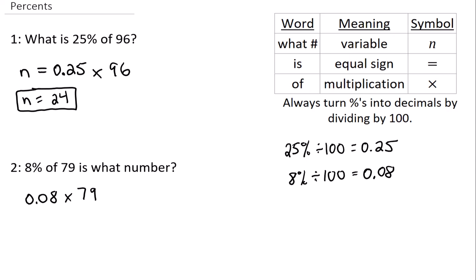I see the word is, which will be an equal sign, and then what number. We always use a variable when I see the word what. And then I can put that into a calculator, get my final answer, which is 6.32. That's going to be the value of n.